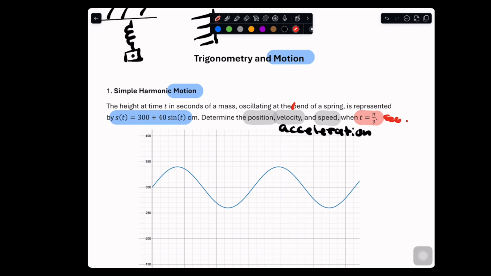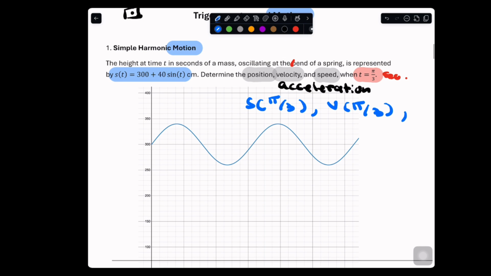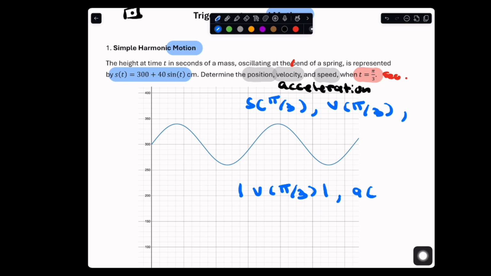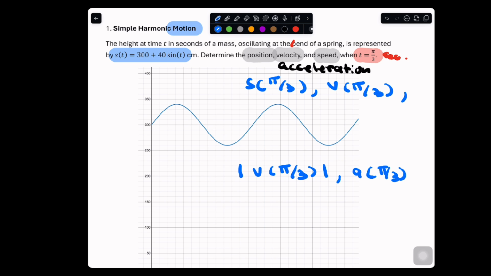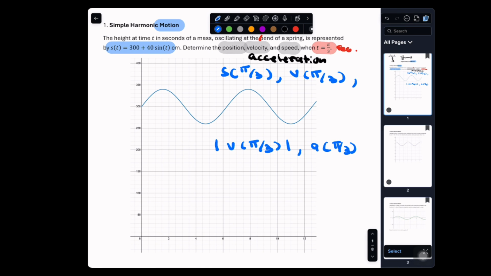What does that really mean? It means the position function is s of what? Pi over 3. Velocity is v of what? Pi over 3. Speed is the absolute value of what? v of pi over 3. What's my acceleration? a of pi over 3. I'm probably going to add some more language to this to make it something that I really want you guys to do. The question's going to be, though, let's answer this.